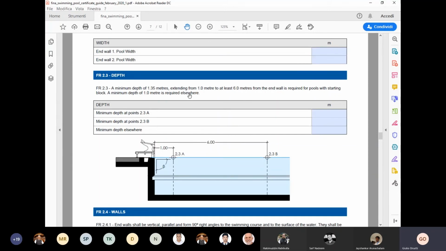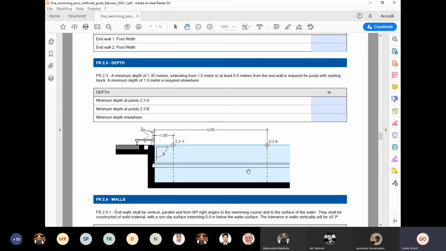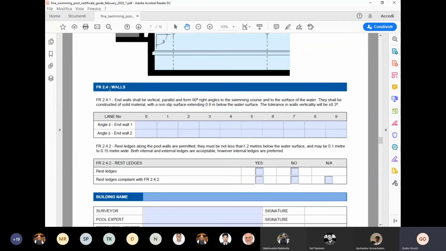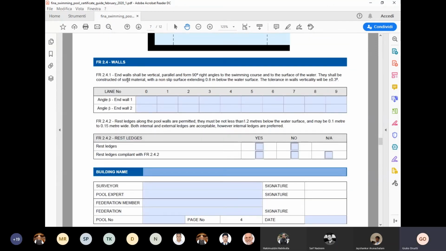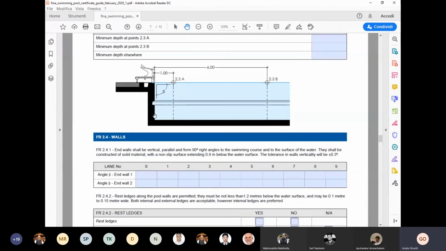There's a paragraph that shows the depth. So where we have to pick up the depth and the measurement. Then there's a paragraph about the walls. This is, I think, one of the most important, because FINA required quite a strict tolerance in verticality of the walls. So they basically want to be sure that there is a perfect alignment between the head wall, the starting block, and the vertical part of the wall that then is measured for length.